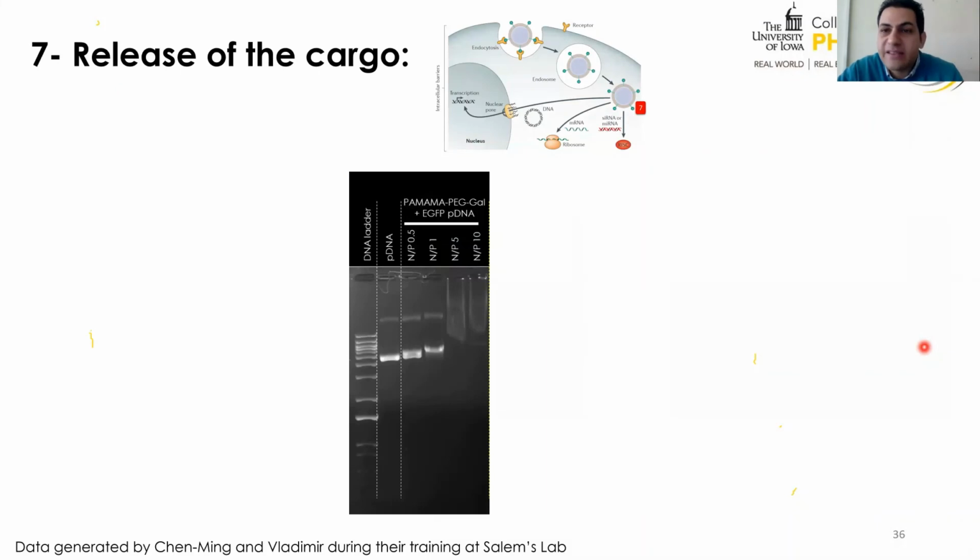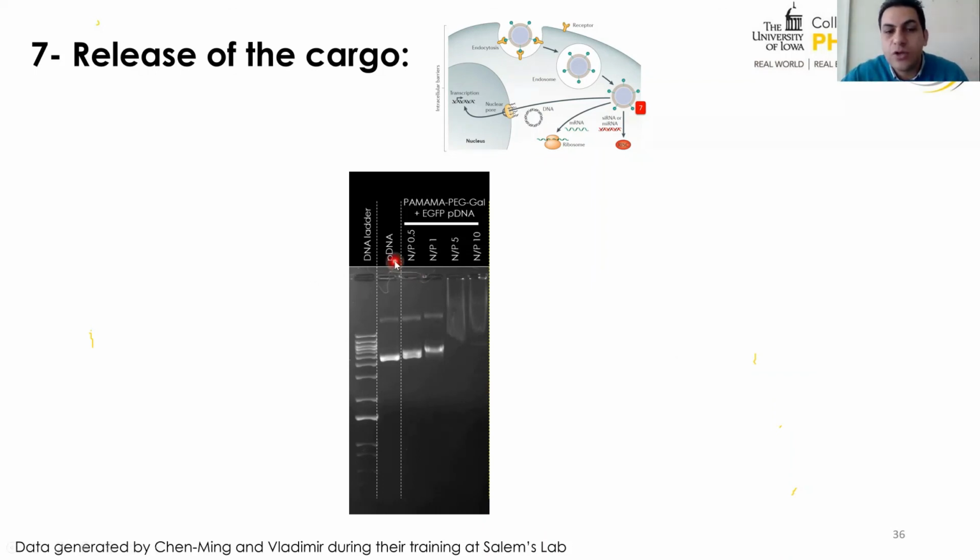The seventh barrier is how to release your cargo. Can your formulation, once it reaches the cytoplasm, release its DNA content? So how we examine this is by running what's called gel electrophoresis. In gel electrophoresis, you complex your DNA with your nanoparticles or with your polymer to form nanoplexes at different ratios. And then you turn the gel electrophoresis on, and if your DNA is not bound to your formulation, it will migrate.